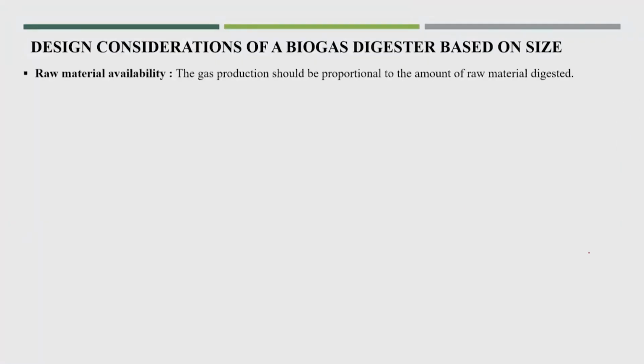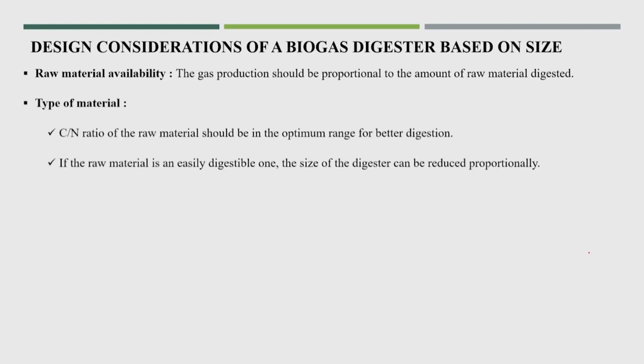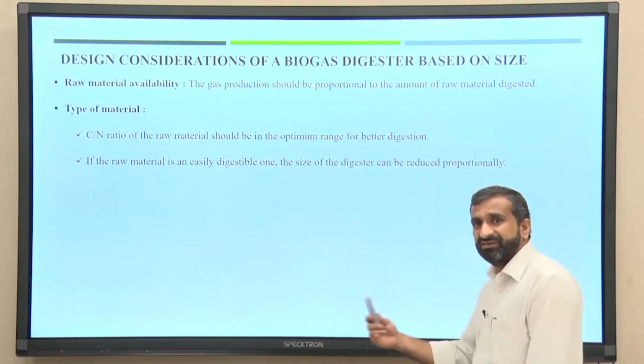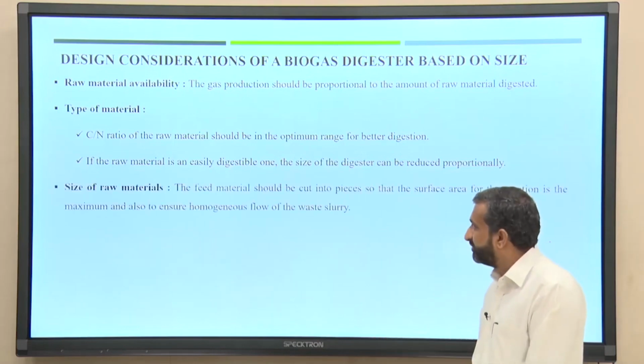Now, next is the raw material availability. The gas production should be proportional to the amount of raw material available, like type of material, like C/N ratio of raw material should be in the optimum range for better digestion. If the raw material is easily digestible, the size of the digester can be reduced proportionally. So, based on the biodegradability of raw material, we can design the volume of the digester also.